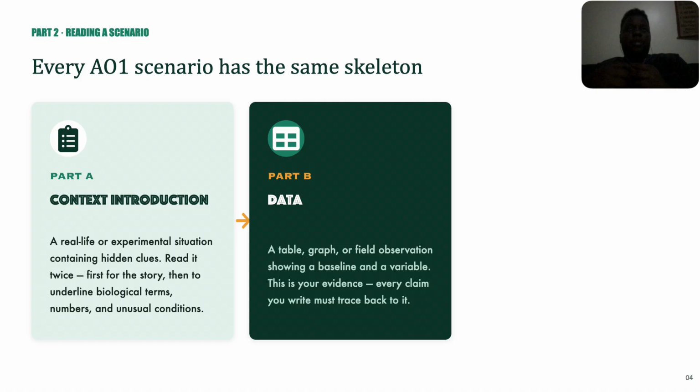Data is going to come in three formats. It can be in the form of a word or a sentence. It can be given as a table, or it can be plotted for you, or a field observation. So we went to the field and we observed a few things.